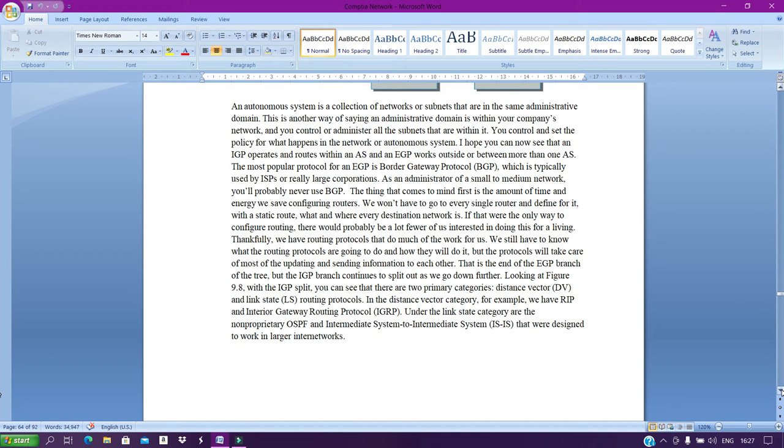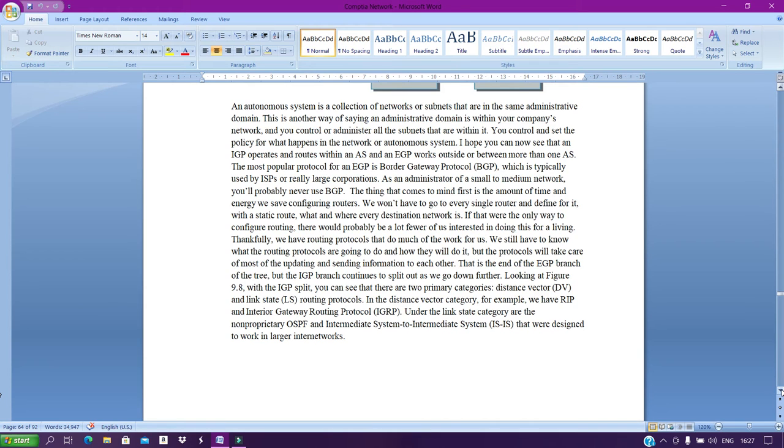The most popular protocol for an EGP is Border Gateway Protocol, which is typically used by ISPs or really large corporations. As an administrator of a small or medium network, you'll probably never use BGP.